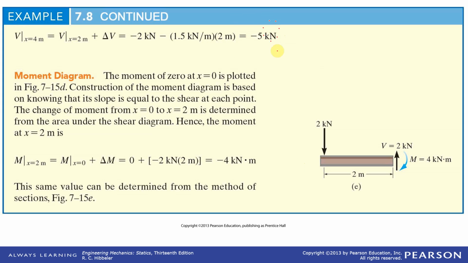Okay, so this is what we just talked about. Now the moment diagram. This is the tricky one. So going from 0 to 2, the moment diagram just goes linearly from 0 to negative 4 kilonewton meters. And this goes through the math of that. Delta M, negative 2 kilonewtons times 2 meters. Because this is the shear force, negative 2 kilonewtons.